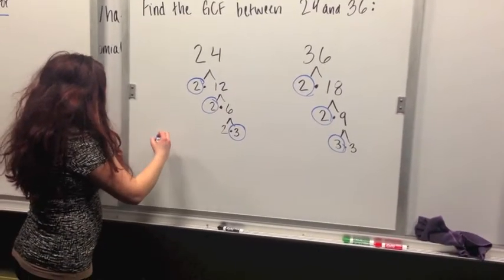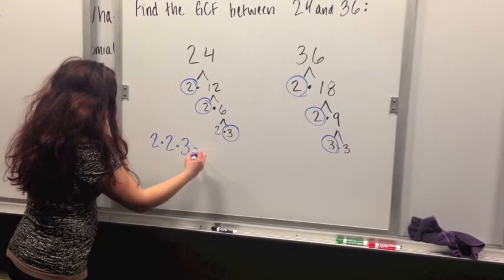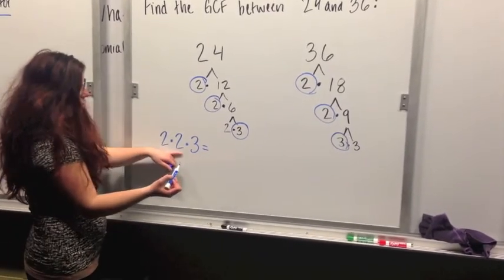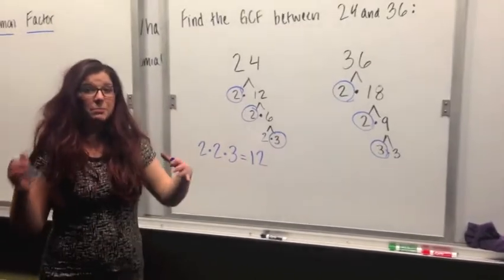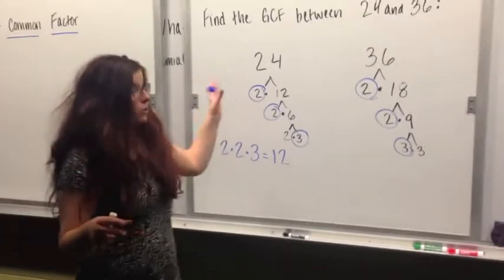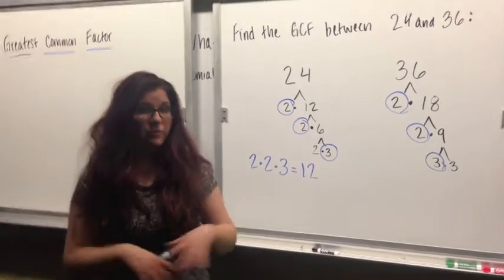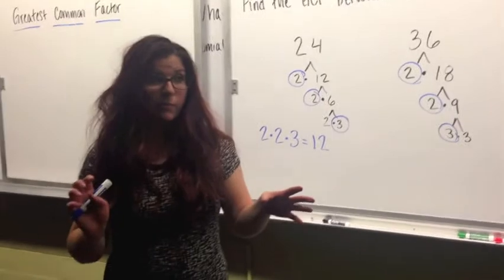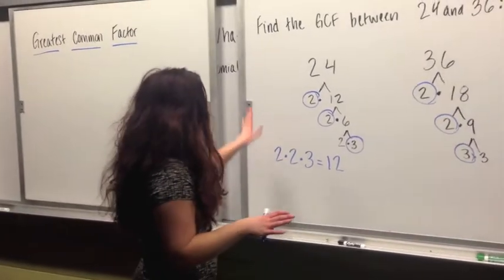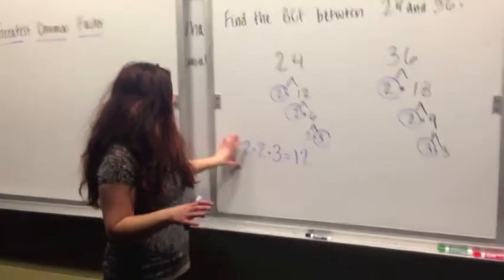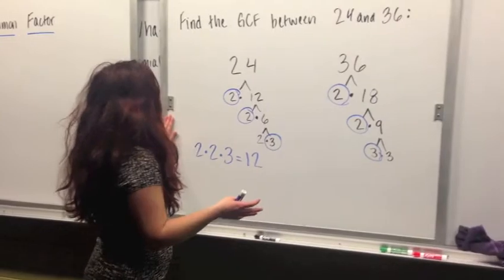Basically what that means is the number, whatever 2 times 2 times 3 is, which is 4 times 3, would be 12. It means that 12 is the biggest number that can go into both 24 and 36 evenly. When we talk about greatest common factors, we cannot have a fraction at all. It always has to be whole numbers. Basically, we break it down into its little pieces and then figure out what that multiplies to.